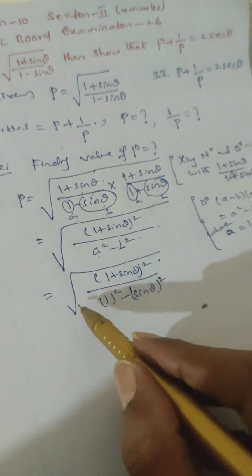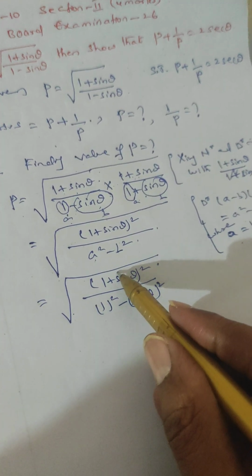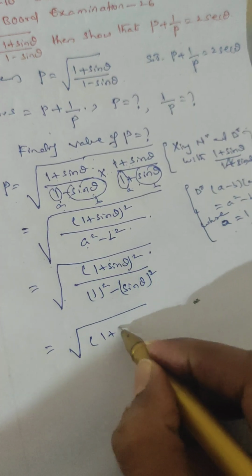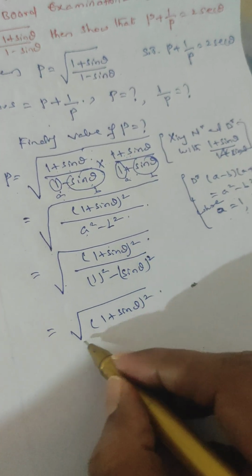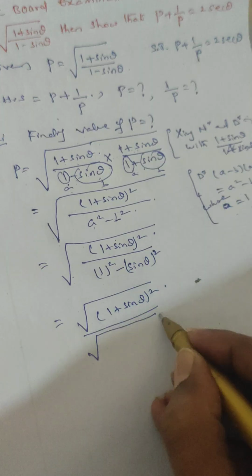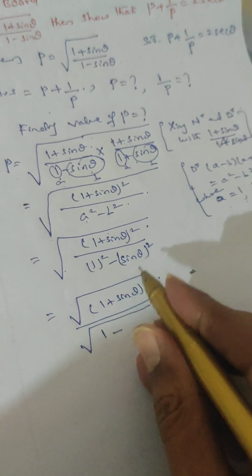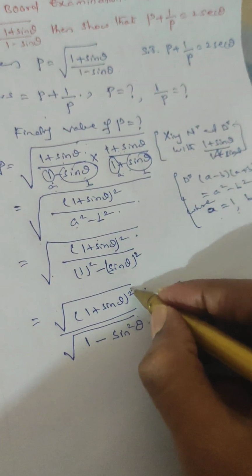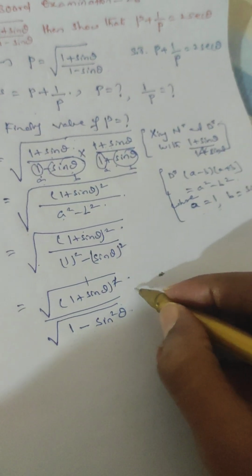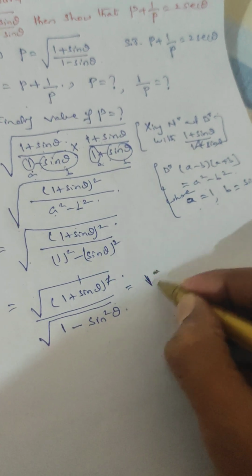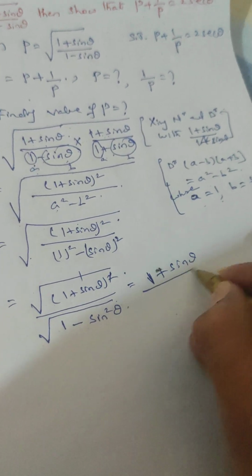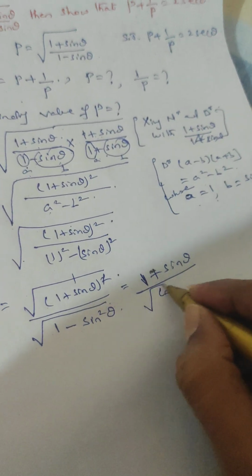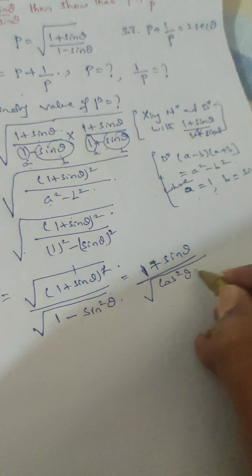Now this root belongs to the numerator as well as the denominator. Let us separate it. Square root of (1 plus sine theta) whole square by square root of 1 square, which is 1, minus sine theta whole square, which can be written as sine square theta. Now the two roots get cancelled. Then we remain with 1 plus sine theta by square root of 1 minus sine square theta. Now 1 minus sine square theta I can write as cos square theta.